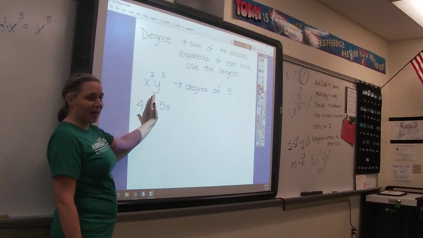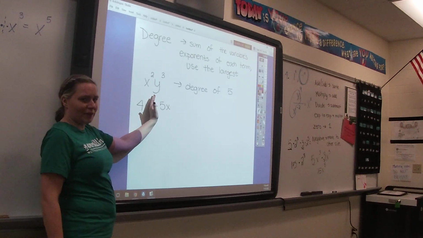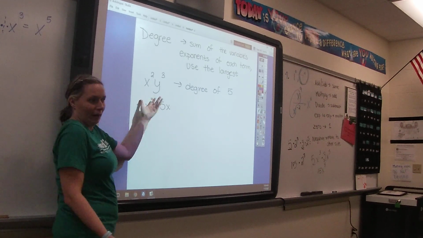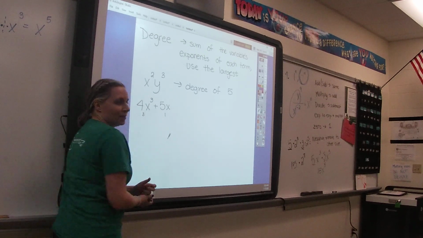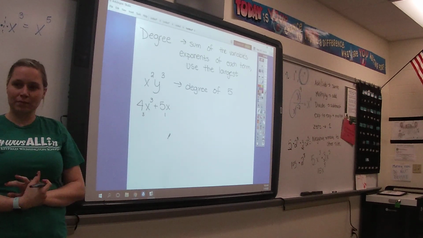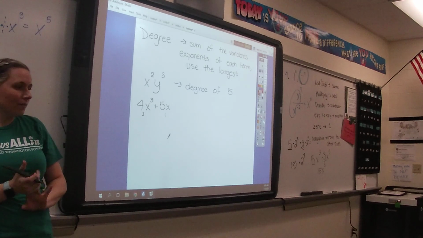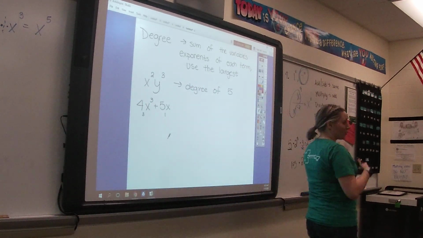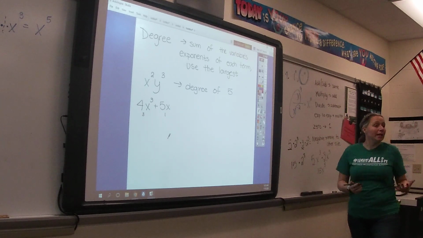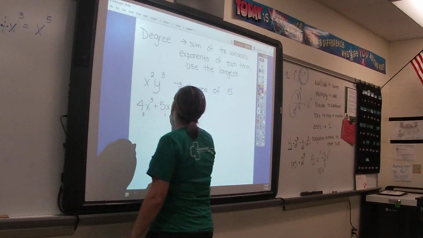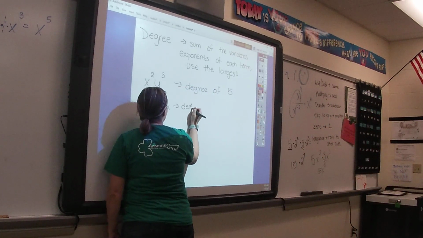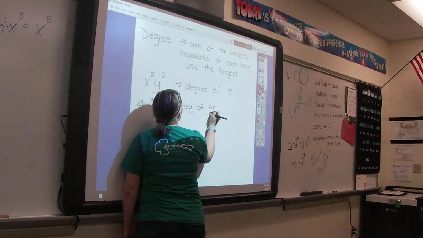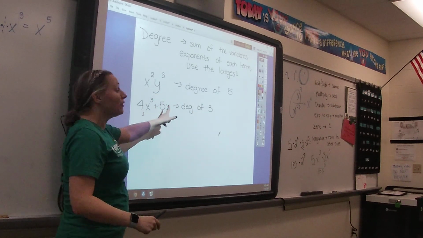All right, what would we say is the sum of the exponents for 5x? 1, because there's nothing else there to add it with. And then we are going to use the largest. So what's larger, 3 or 1? 3. So we would say that this has a degree of 3. So we wouldn't add those exponents at this point? Correct, because they're different terms.